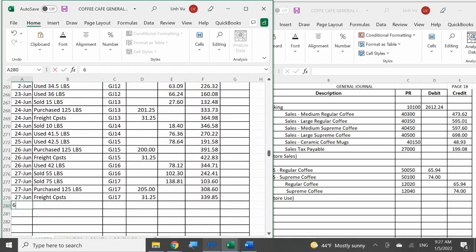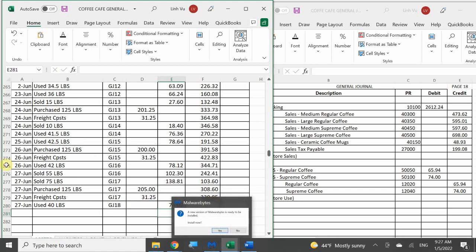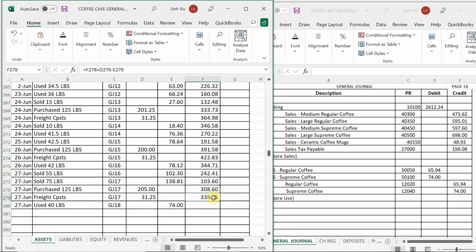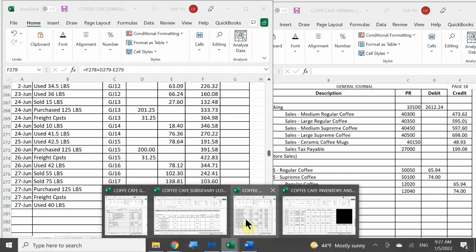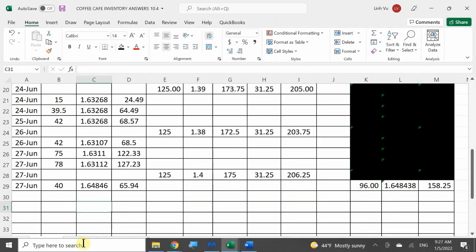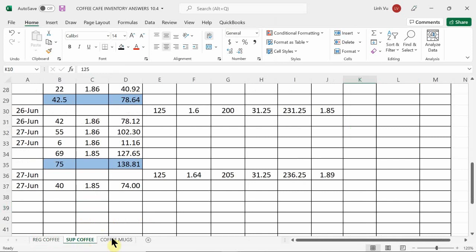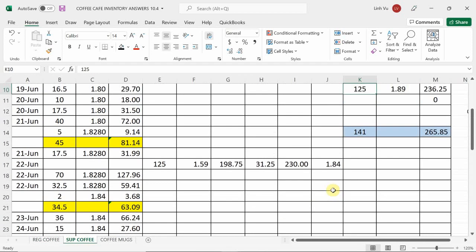Okay, last but not least, we used 40 pounds, General Journal 18 for $74. So what should be my ending balance? 265.85, which matches my inventory worksheet.